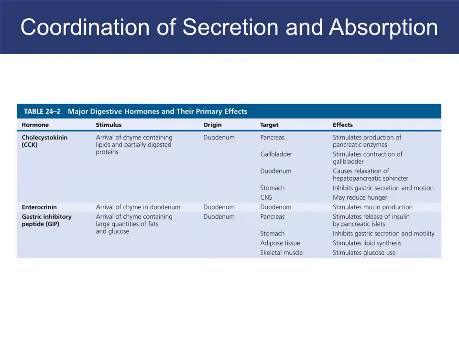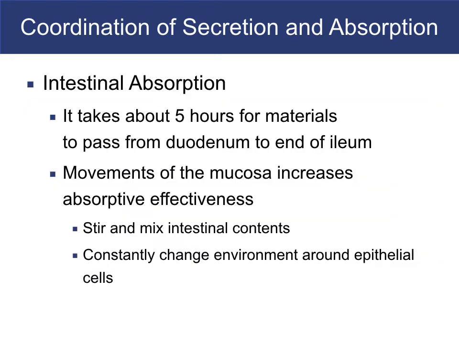You need to understand these hormones that I just mentioned. Intestinal absorption takes about 5 hours from materials that pass from your duodenum to the end of your ileum. Obviously, the end of your ileum is where your colon starts, so it goes into your large intestine in about 5 hours. So that's about 20 feet that it travels through all these loops of bowel, and it takes about 5 hours, so it's not any big race.